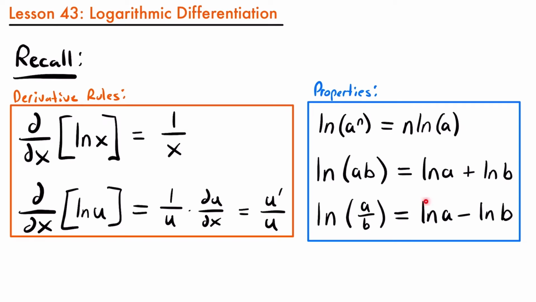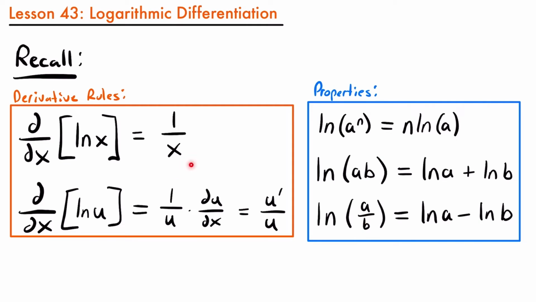We also have three important properties for the natural log function that you're going to want to keep in mind. If you have the natural log of some value a to the power of n, that power can be moved to the outside of the function, and it would be equal to n times the natural log of a. We also know that the natural log of two values a and b multiplied together is equal to the natural log of a plus the natural log of b. The last property is that if we have the natural log of a quotient of two values a and b, that is equal to the natural log of the numerator a minus the natural log of the denominator b.